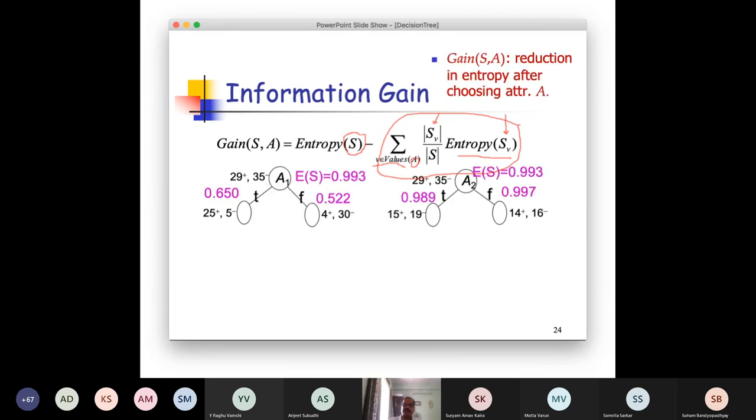You know that there would be a reduction in entropy after choosing attribute A, as I mentioned, because you are imposing more order in your data in the partitions. An individual partition may again have higher entropy, but if you consider the overall weighted entropy of those partitions, it has to be less. We already discussed the examples in the previous class, so I'm not repeating them.